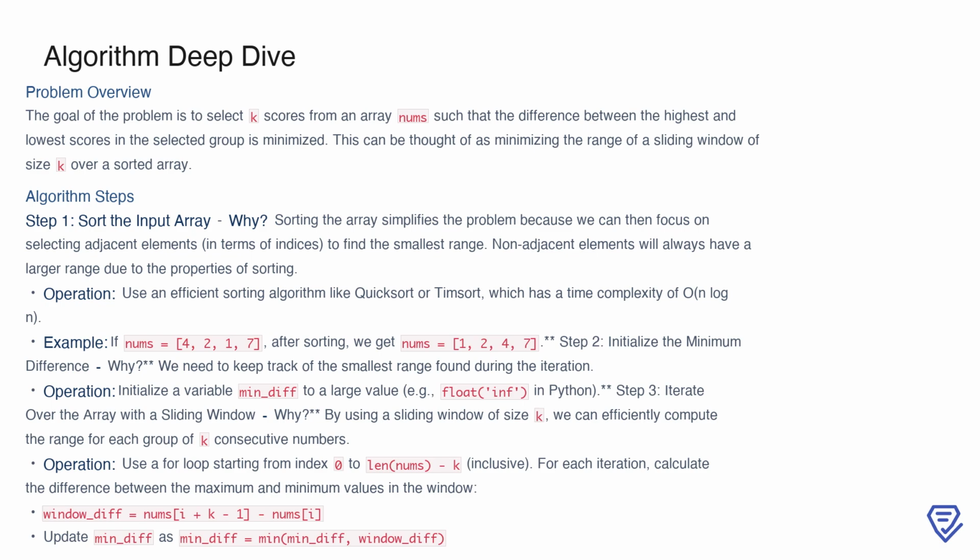Next, we initialize a variable min_diff to a very large value, such as float('inf'). This variable will help us track the smallest range found during our iteration. Then, we iterate over the sorted array using a sliding window of size k. For each window, we calculate the difference between the maximum and minimum values, which is simply the difference between the last and first elements in the window. If this difference is smaller than the current min_diff, we update min_diff. This approach ensures that we systematically evaluate all possible groups of k consecutive elements to find the smallest range.